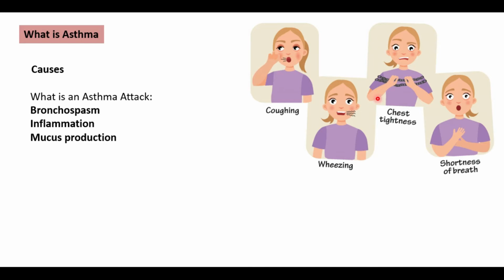And what is inflammation? The lining of the airways becomes swollen. Swollen airways don't let as much air in or out of the lungs. Then comes mucus production. During an asthma attack, the body creates more mucus. This thick mucus clogs the airways. So we can say that the patient is under an asthma attack.